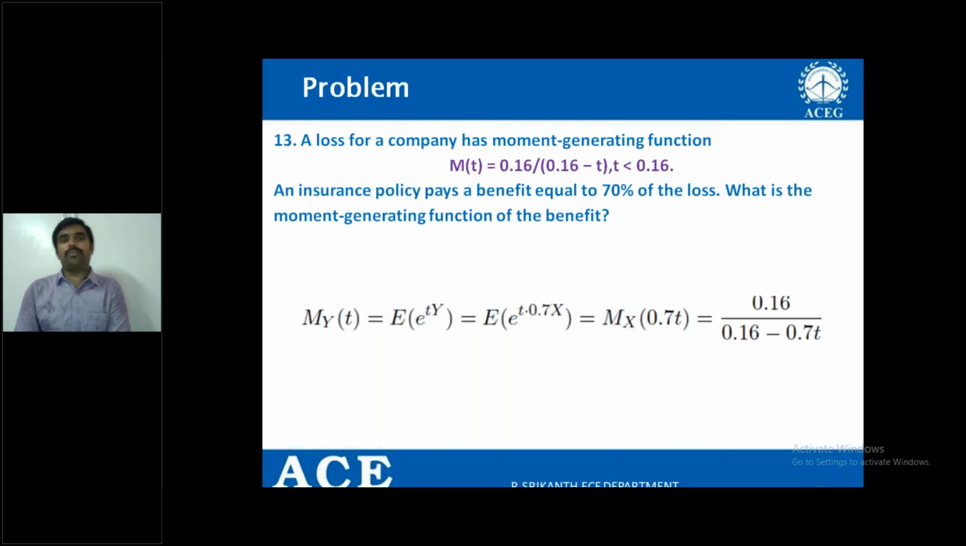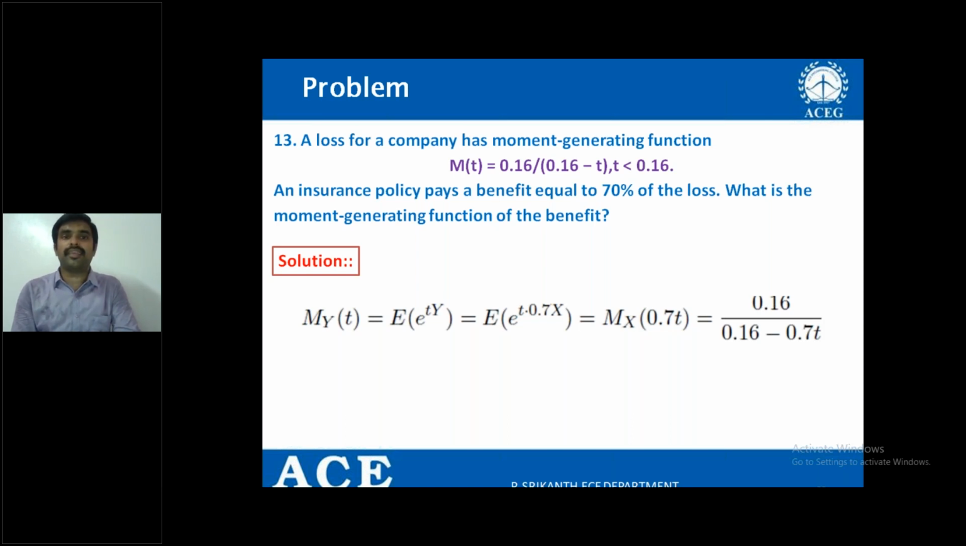So let us take a problem related to the moment generating function. Simple problem, answer also given. Just have a look. We need to do the next problem. Read the problem carefully. A loss for the company has a moment generating function, MGF, M(t) equal to 0.16 by (0.16 minus t), when t is less than 0.16. So what is the given data here? Loss for a company has a moment generating function. That is the moment generating function of the loss.